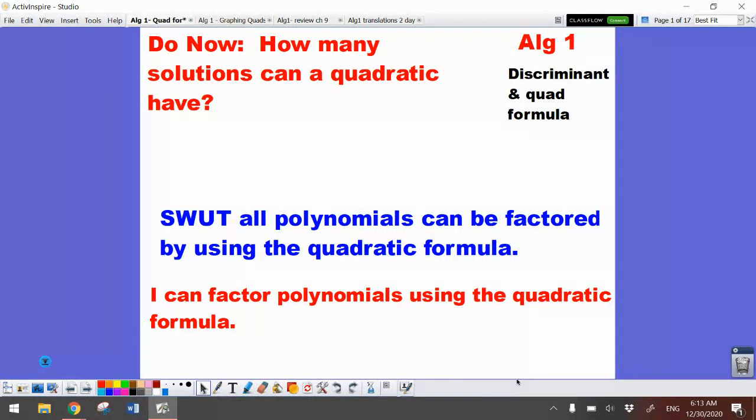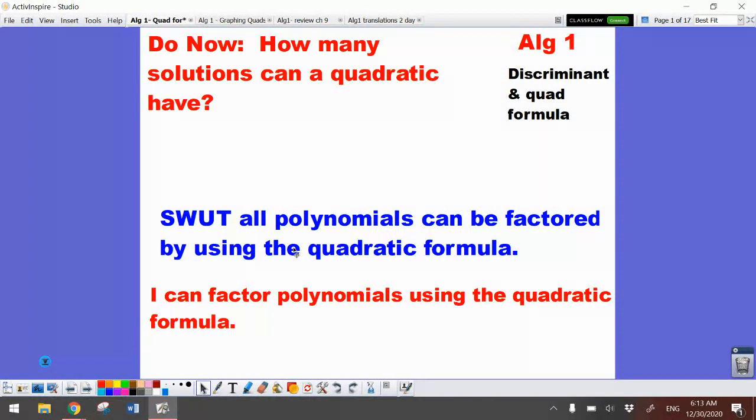what their jobs are, how to come up with the values when they're not exactly whole numbers or integers. And we're going to figure out that you can actually factor anything using the quadratic formula. So let's start with how many solutions can a quadratic have?